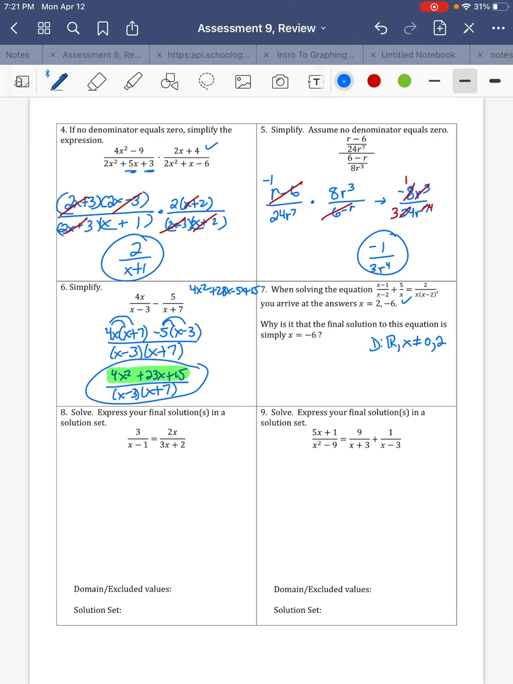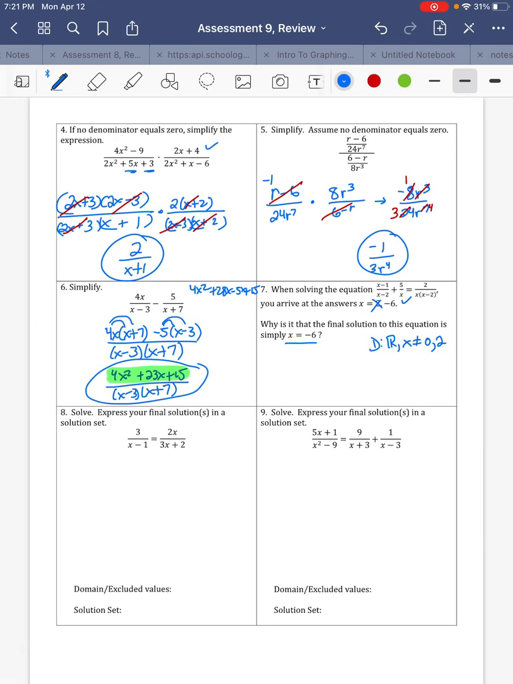So since you have mentioned that in your domain, that is why x equals negative 6 is the only answer. Because getting an answer of 2 is an extraneous solution, and you don't want that. So the final solution to this is simply x equals negative 6, because 2 is not in the domain of the problem, because we make the bottom equal to 0.